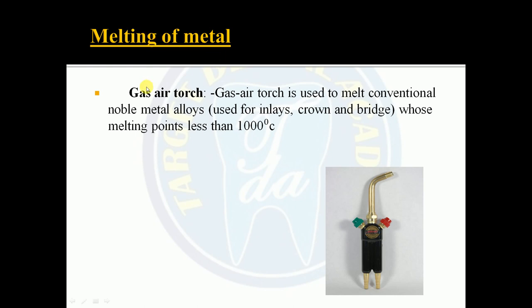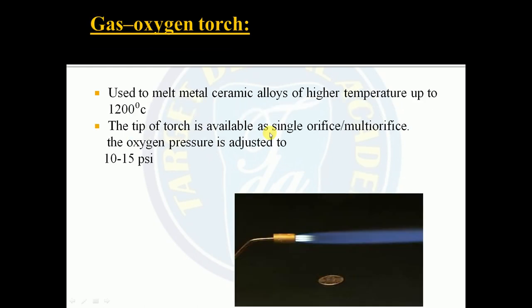Melting of metal, gas-air torch. The gas-air torch is used to melt conventional noble metal alloys used for inlays, crowns and bridges, whose melting point is less than 1000 degrees Celsius. The gas-oxygen torch is used to melt metal ceramic alloys of higher temperature, up to 1200 degrees Celsius. The tip of the torch is available as a single orifice or multi orifice. The oxygen pressure is adjusted to 10 to 15 pounds per square inch.